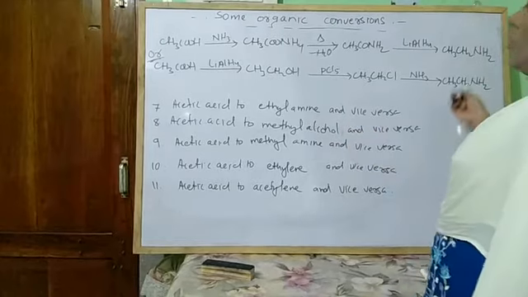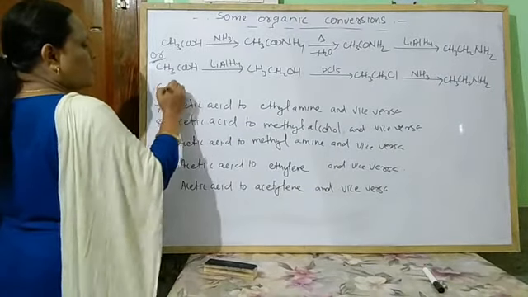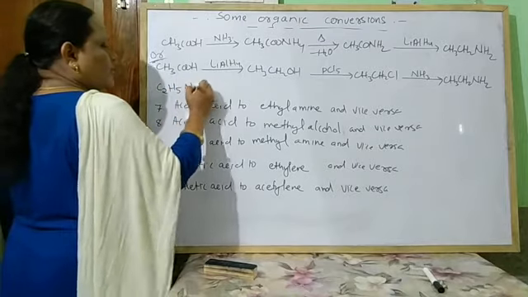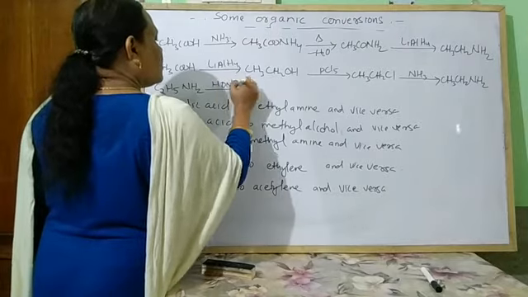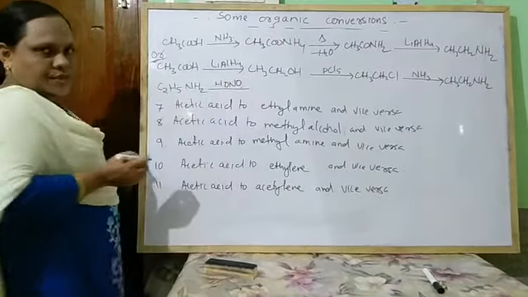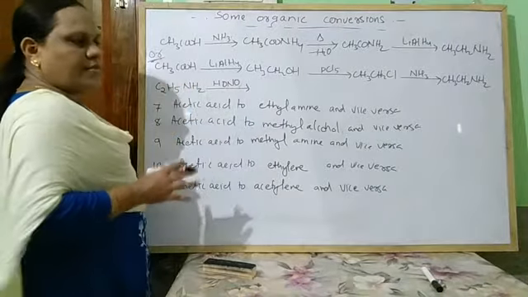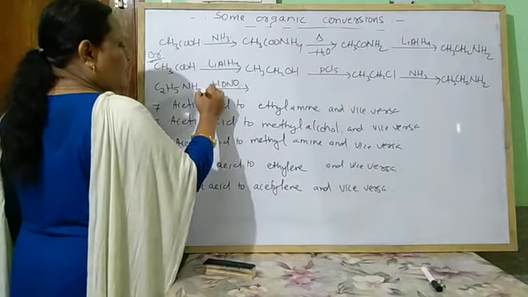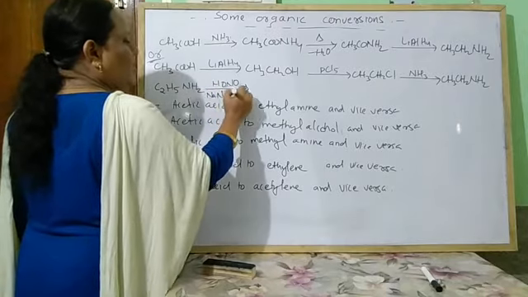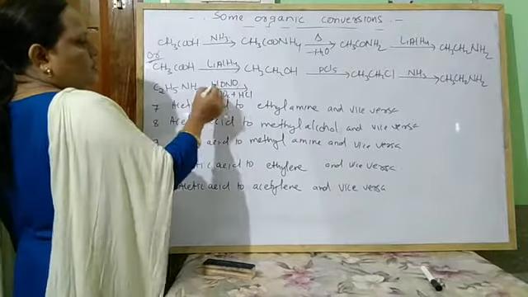That means I have to convert ethylamine to acetic acid. So how to convert ethylamine to acetic acid? Look here. When an amine reacts with nitrous acid, HONO, generally this is not a stable acid. It is prepared at the time of requirement. So how is this prepared? This is prepared by the reaction of sodium nitrite in the presence of dilute hydrochloric acid. So these two mixed give nitrous acid.